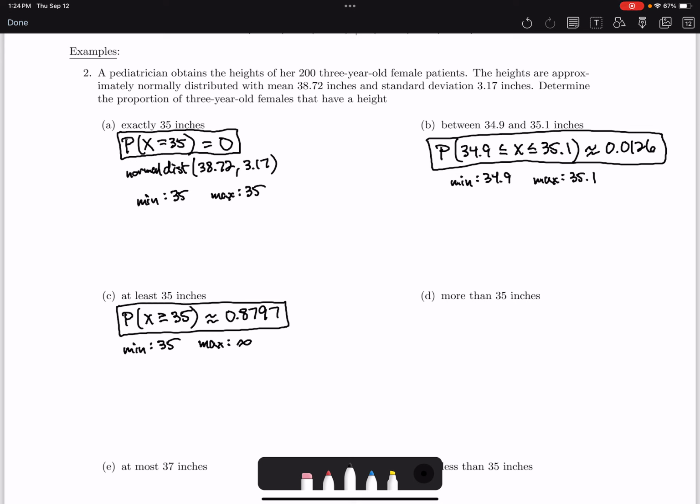Okay, and then part D is asking for the probability that x is more than 35 inches. So we want probability x is strictly greater than 35 inches. If this were a discrete distribution, then we would say that this would be equal to the probability x is greater than or equal to 36. Okay, if this were discrete, but it's not discrete, it's continuous, right? For a continuous distribution, the probability that x is greater than 35 is exactly the same thing as the probability x is greater than or equal to 35. And we've already computed that probability, right? 0.8797.